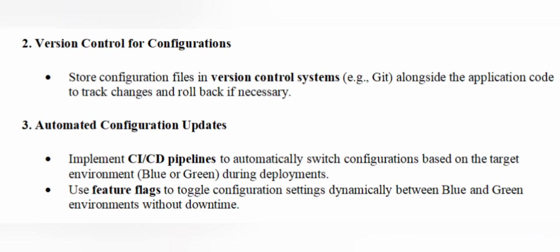The second is version control for configurations. Store configuration files in version control systems, for example Git, alongside the application code to track the changes and roll back if necessary. Third is automated configuration updates. Implement CI/CD pipelines to automatically switch the configurations based on the target environment, either blue or green, during deployments. Use feature flags to toggle configuration settings dynamically between blue and green environments without any downtime.